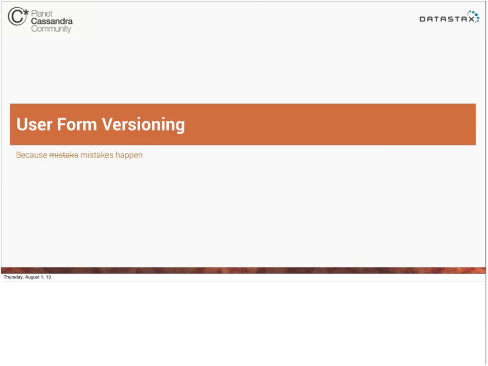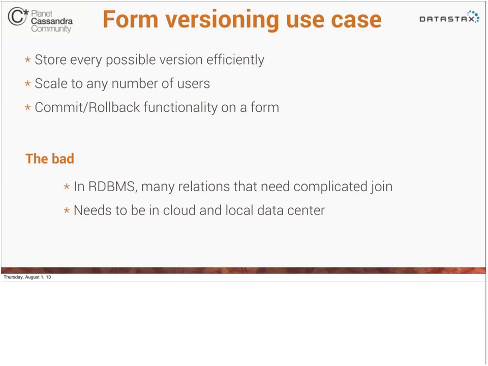Last one is user form versioning, and that was one that I called out. I think this is a little different, definitely not as mainstream, but gives you a bunch of interesting ways to model your data. Here's an actual real need for this: user form versioning and being able to roll back. So I have a user form on my website, and I want to store every one of those versions efficiently.